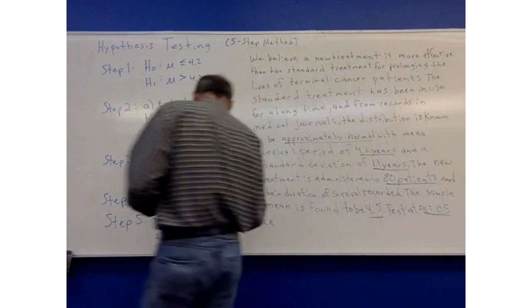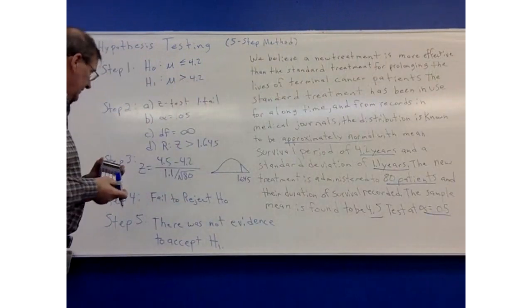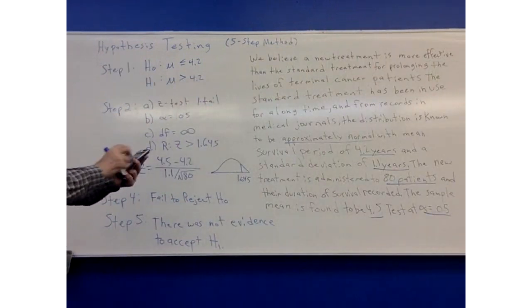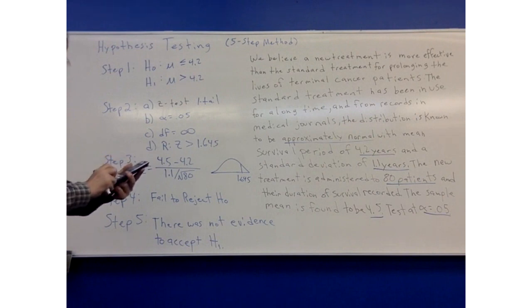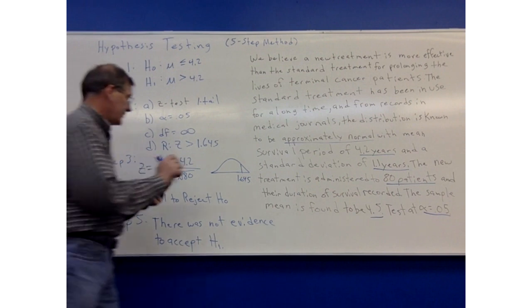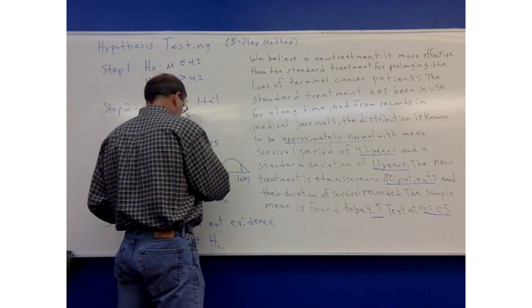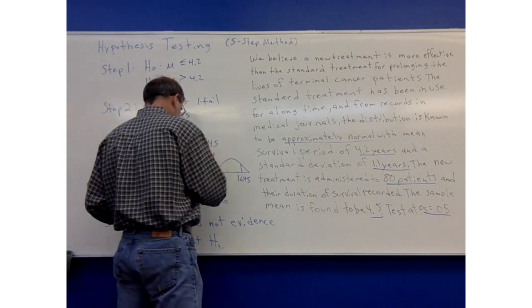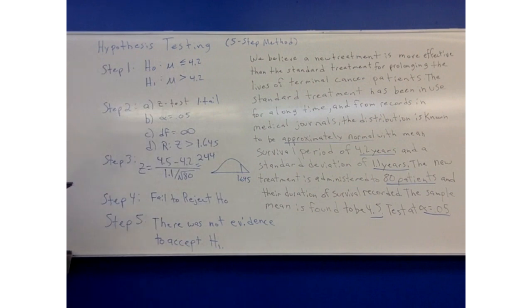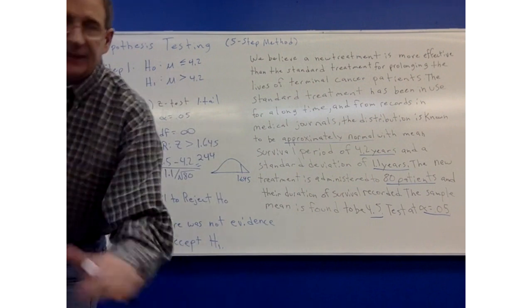I get a calculator here. I'll step out of the way. 4.5 minus 4.2 divided by 1.1 times square root of 80. Okay, I got approximately 2.44. That equals 2.44. Hopefully y'all typed in and got the same number.